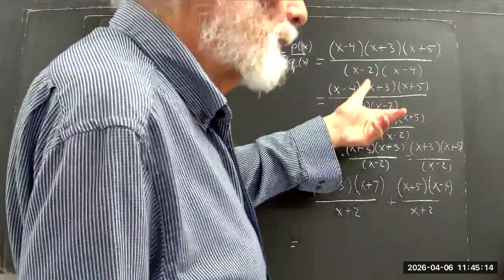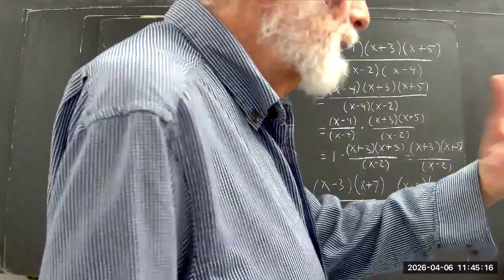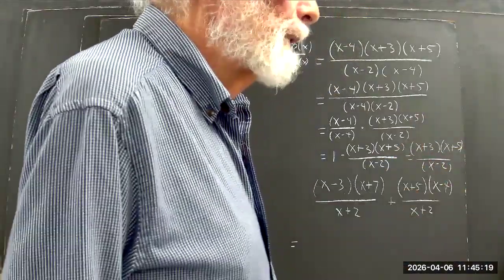Now you can multiply the numerator out. You're going to get x squared plus 8x plus 15. You multiply the denominator out. Well, it is just x minus 2. And that would be okay.